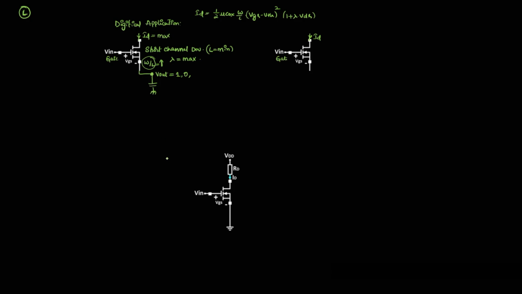But in analog applications, when I'm making the common source amplifier, that will not be the case. So now let us go with analog applications. When we are going with analog applications, there should be linearity with respect to the input.